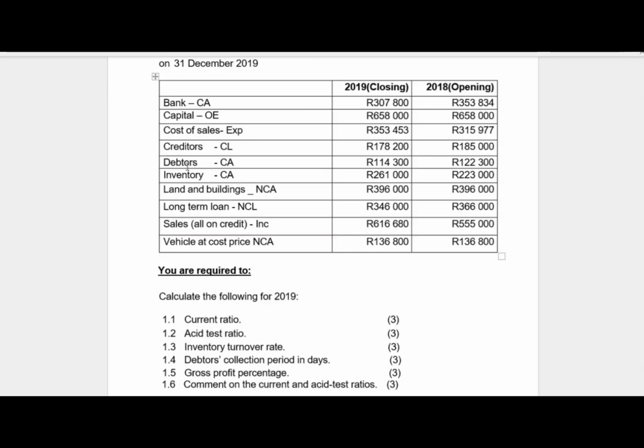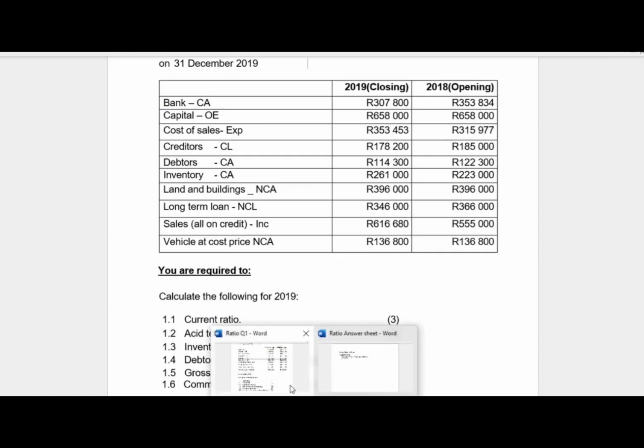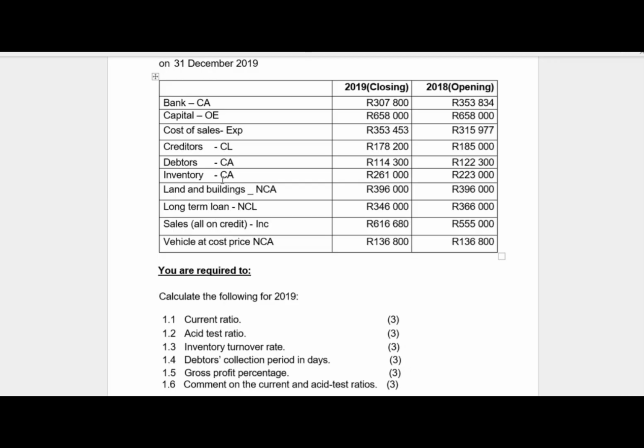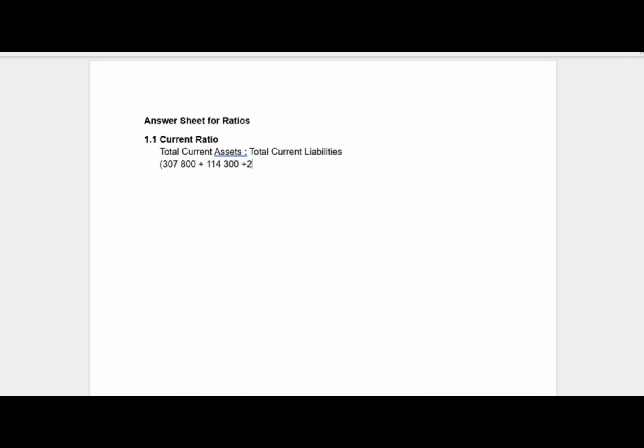So we've got our debtors of 114,300 plus we've got another current asset there, which is our inventory of 261,000, and we no longer have any other current assets, so we only have those three. So we're gonna add 261,000, and then we close brackets. We say is to our current liabilities.